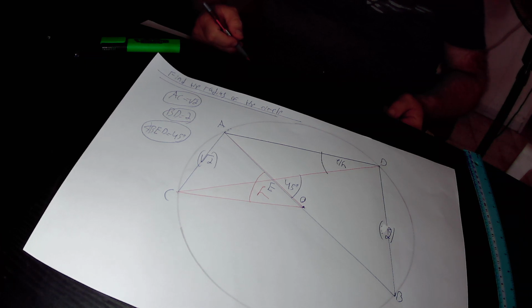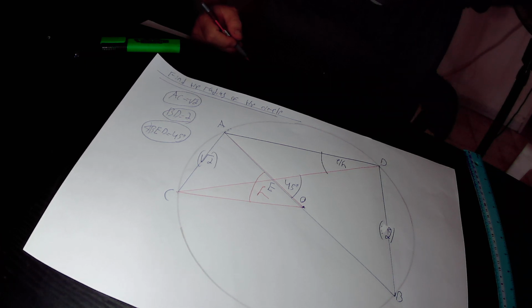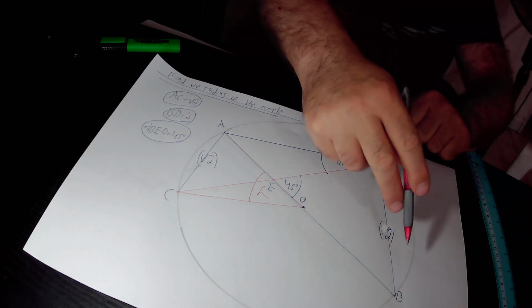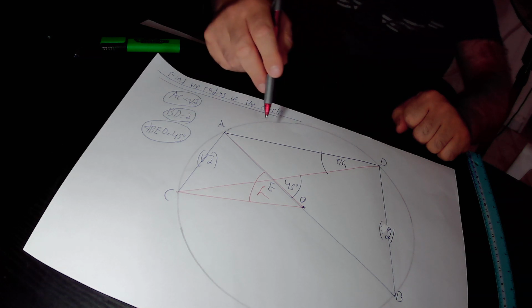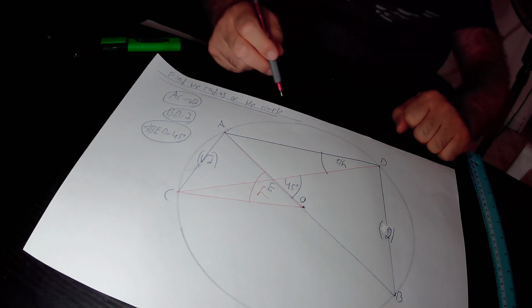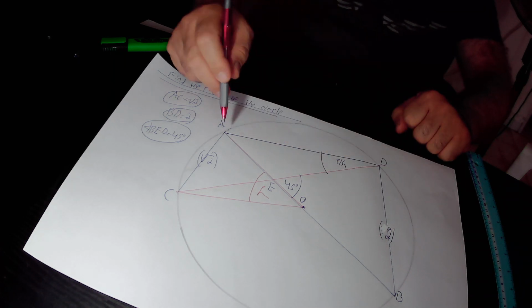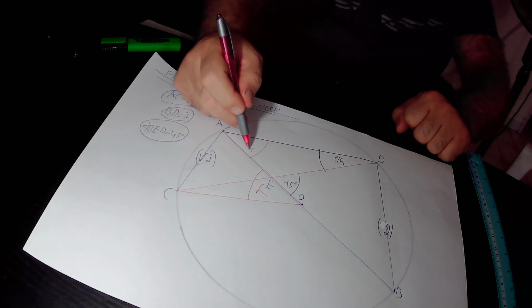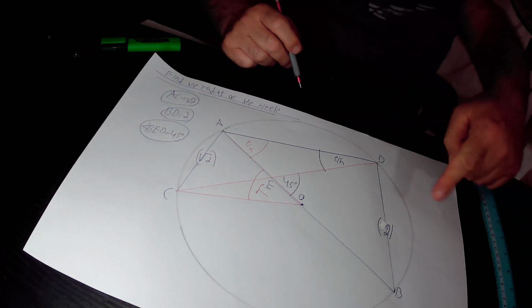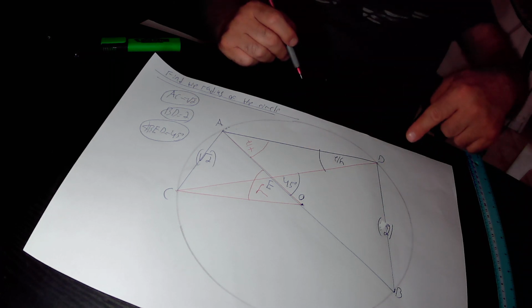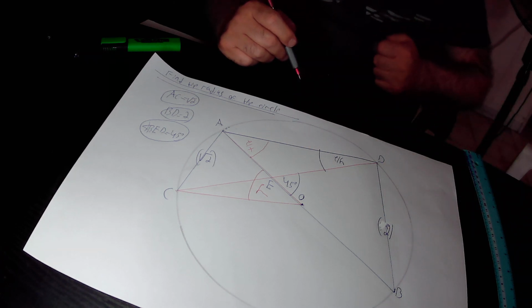Likewise, we will define peripheral angle BAD. This is peripheral angle BAD. We define the size of this peripheral angle BAD as x over 2. So this peripheral angle BAD is subtended on chord DB.